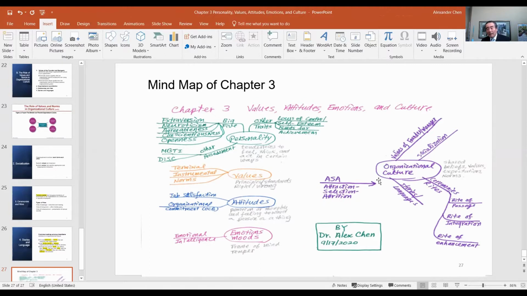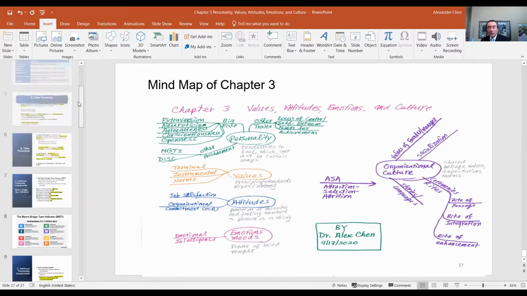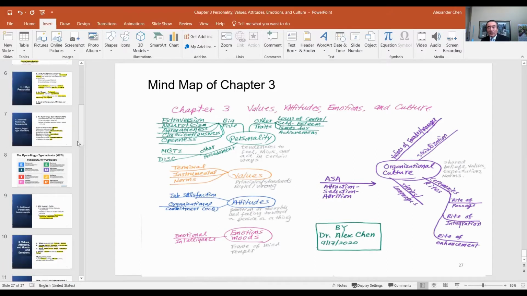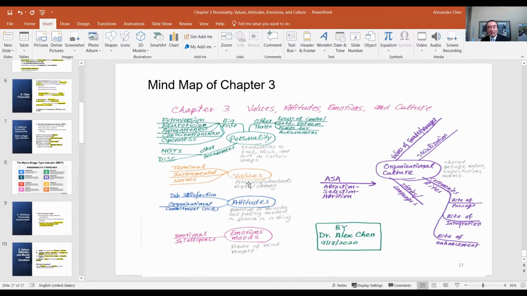Then through the ASA model, the attraction, selection, attrition model, we'll go to organization culture. There are 4 different things affecting organization culture. So with this one piece of paper, you have the entire snapshot of the chapter. Okay, so I want to get started. I didn't do a lot, but for certain chapters, I try to show you a sample. For some of you, that will probably be a very interesting sample.